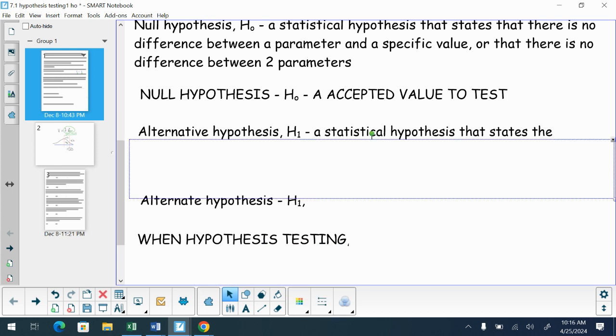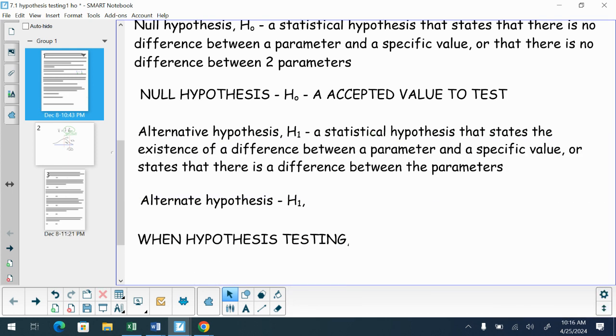We also have the alternate hypothesis. The statistical hypothesis that states the existence of a difference between a parameter and a specific value, or states that there is a difference between the 2 parameters.